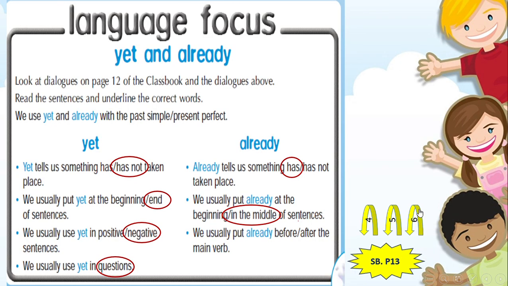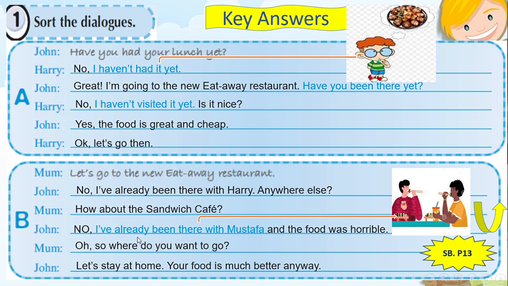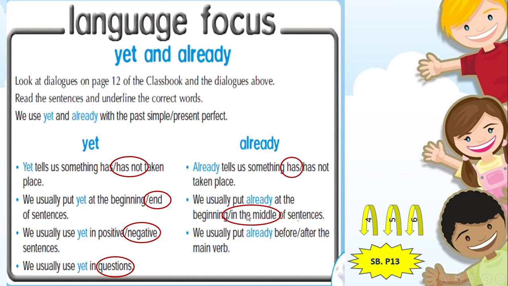Very nice. Let us look at another example. I have already been there with Mustafa. So already comes also before the main verb. The main verb is been. Okay, so what is the correct thing to say, students? We usually put already before or after? Yeah, excellent. Before the main verb. We put already before the main verb, students. Very good. Excellent, students.